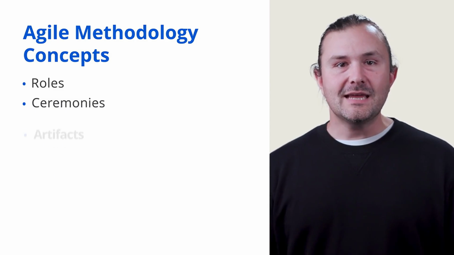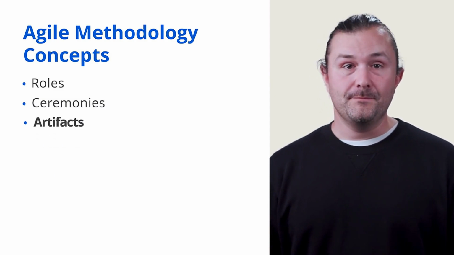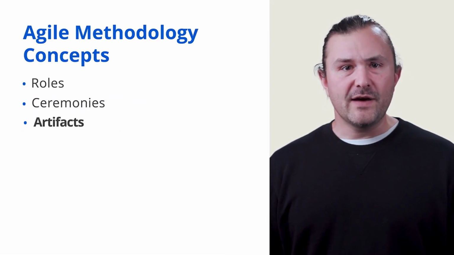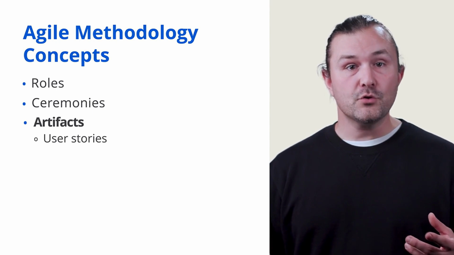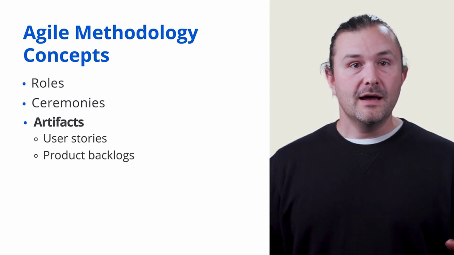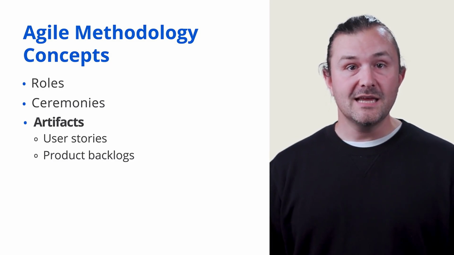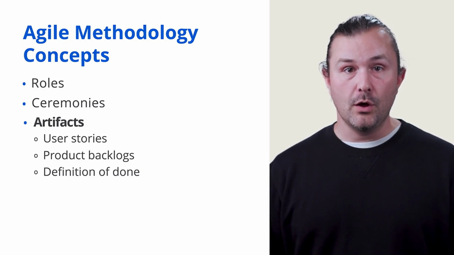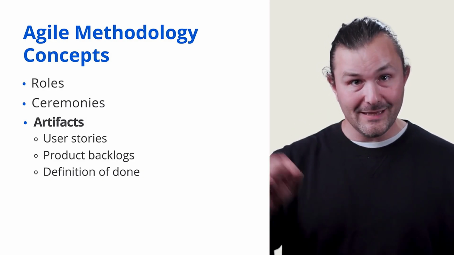Now, let's examine what Agile artifacts are. Agile artifacts are tangible deliverables used to track progress throughout an Agile project. Agile artifacts include user stories, which capture the requirements from the user's perspective, the product backlog, a prioritized list of features and tasks, and the definition of done, a checklist that ensures a task meets the quality standards before it's considered to be complete.